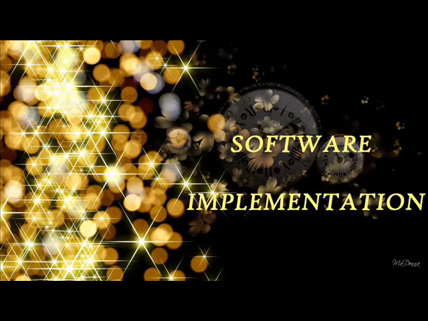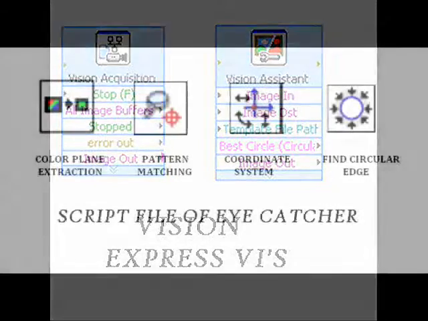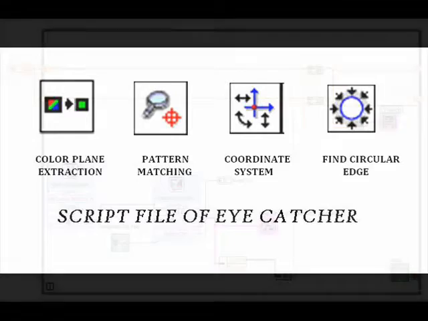Software implementation. We make use of Vision Acquisition and Vision Assistant Express VIs for eye tracking. The script file includes these steps, which are useful for eye tracking and also to find the center of the pupil.